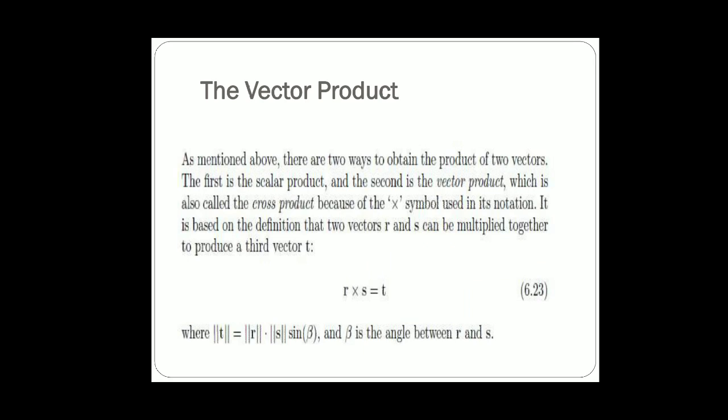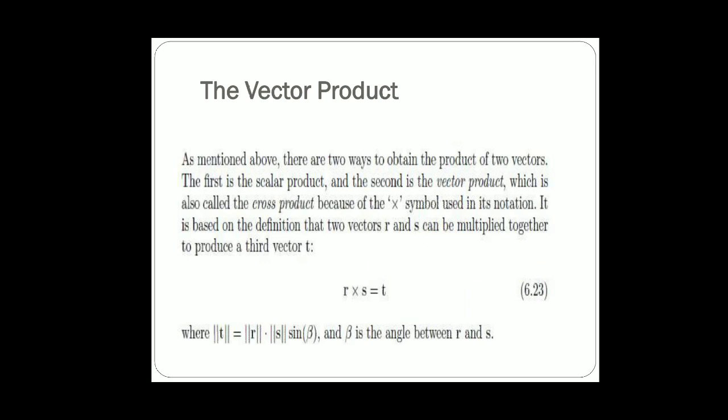Now when we are doing vector multiplication, what is the vector product? As mentioned above, there are two ways to obtain the product of two vectors. The first is the scalar product and the second is the vector product, which is also called the cross product because of the x symbol used in the notation. We use a multiplication sign, and that is the reason it is called the cross product.